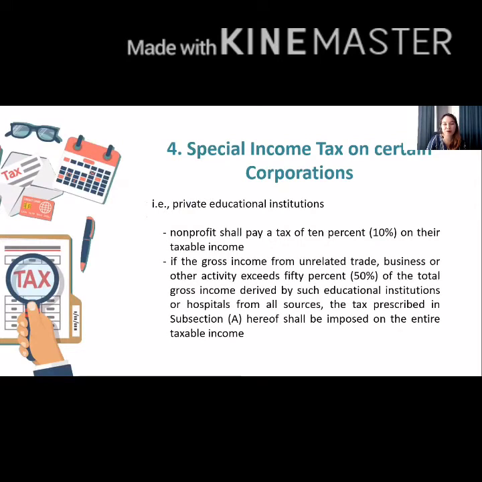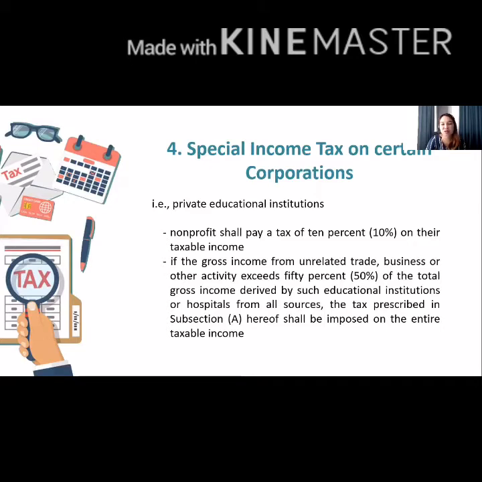Now we go to the fourth type, special income tax on certain corporations. Example would be private educational institutions, because in recent discussions, we have already learned that non-profit, non-stock educational institutions are exempt from taxation. Now, this special income tax on certain corporations includes private educational institutions. This is one of the examples. So they are non-profit and shall pay a tax of 10% on their taxable income.